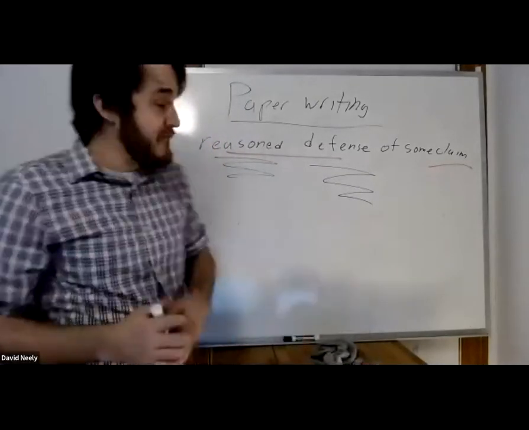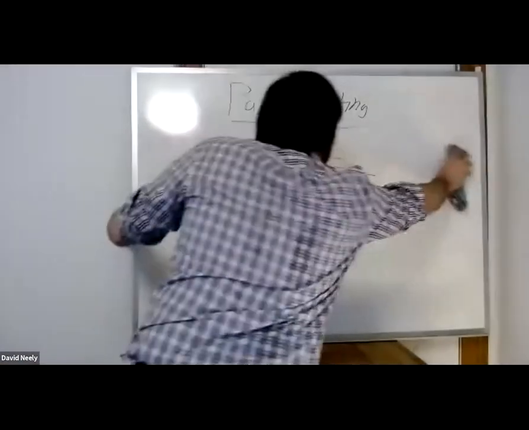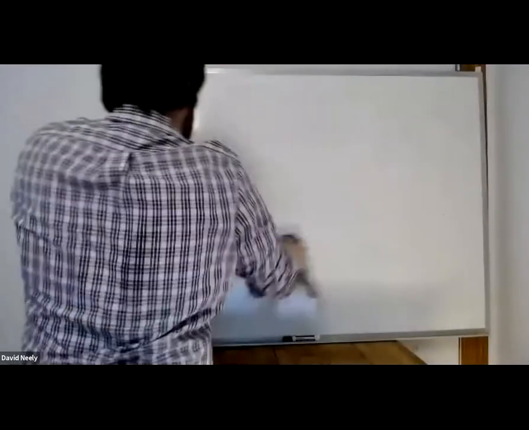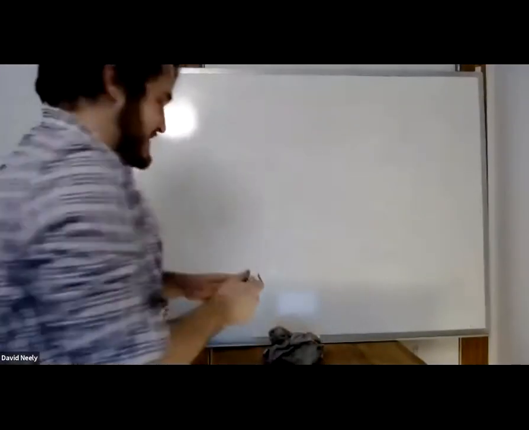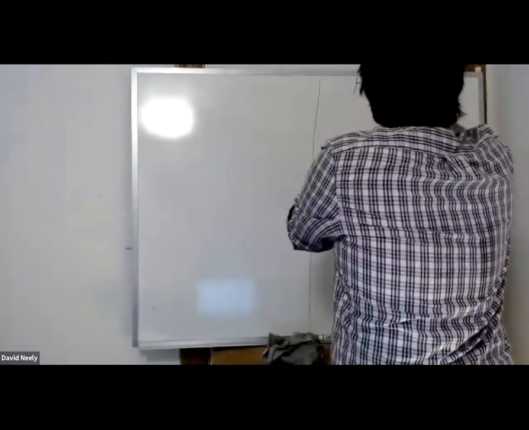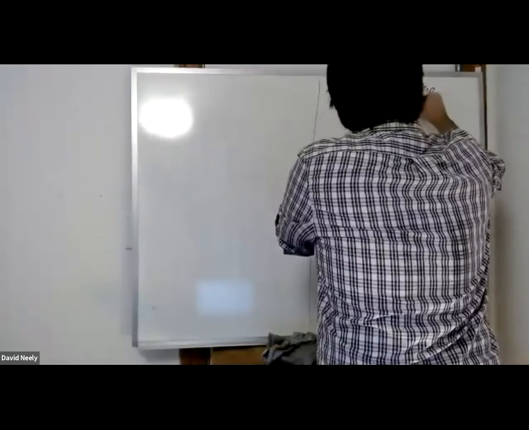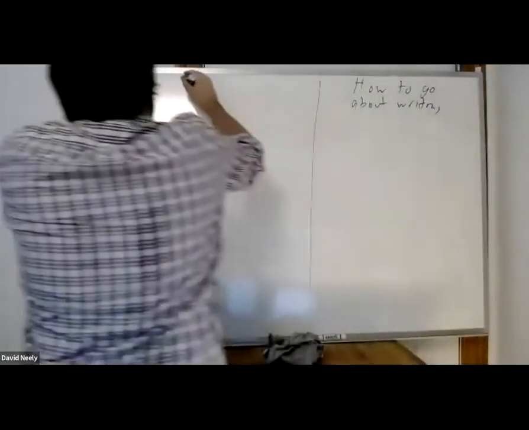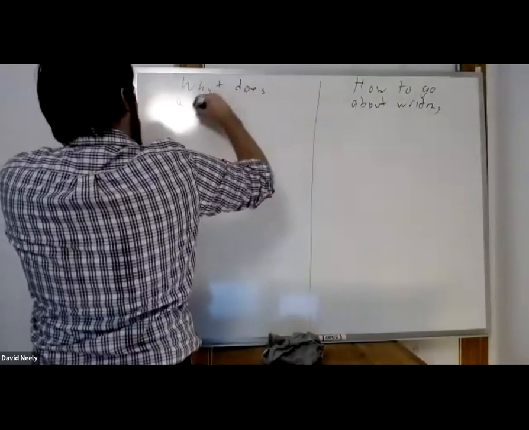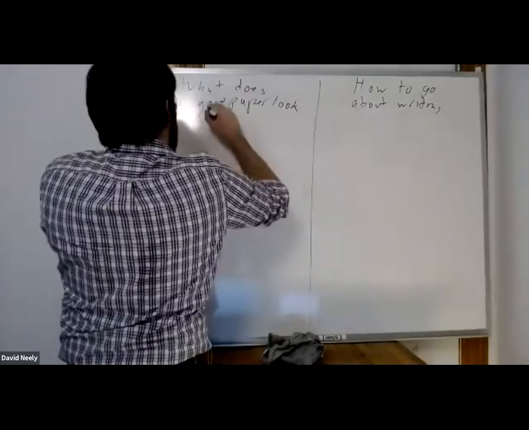So where does your evidence come from? Now, this is the next step in which I want to talk about how this paper should be structured and how you should go about the writing process. So we have two things to say here. One is how to go about writing, and two, what does a good paper look like?